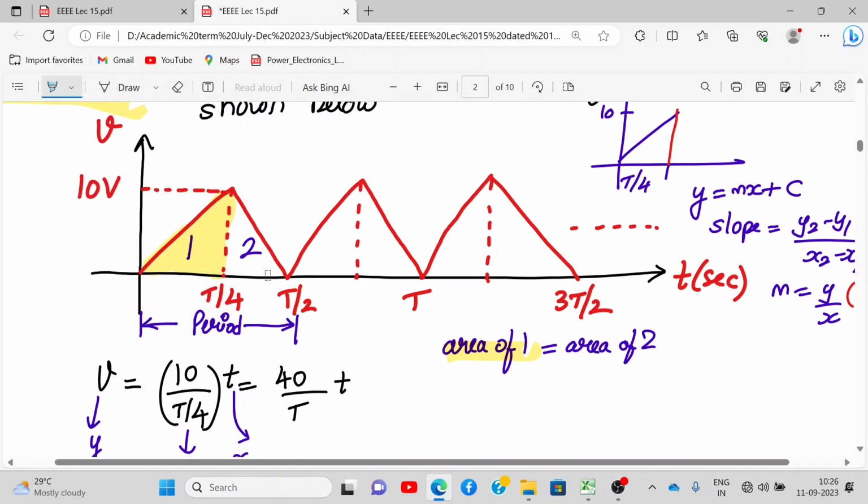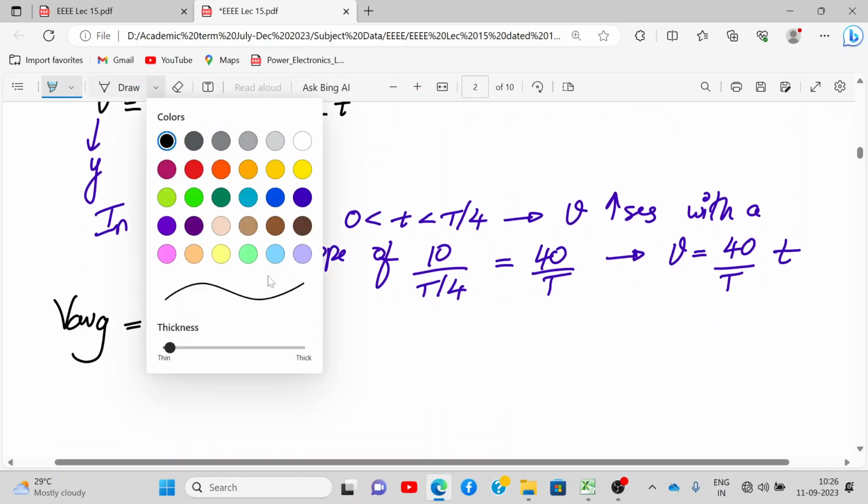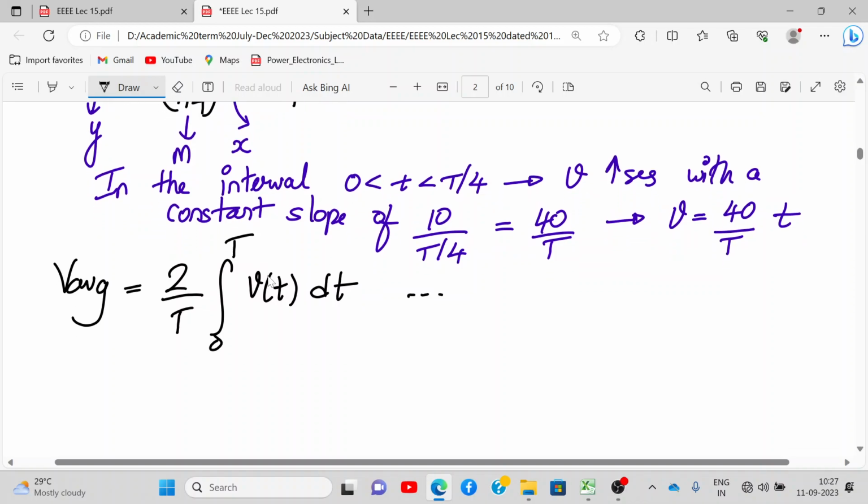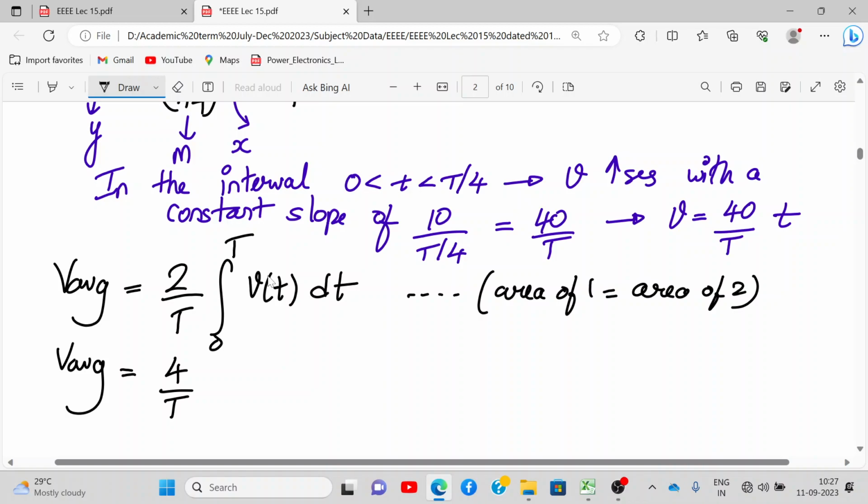Now, this is area of 2, let's say. This blue one is area of 2. So area of 1 is area of 2. So it will be 2 by T integral, okay. Please complete it now. Integral 0 to T, V of t dt. Did you understand why 2? Twice the area. Okay. So you can write a reason over here. Area of 1 is equal to area of 2. So V average will be 4 by T.